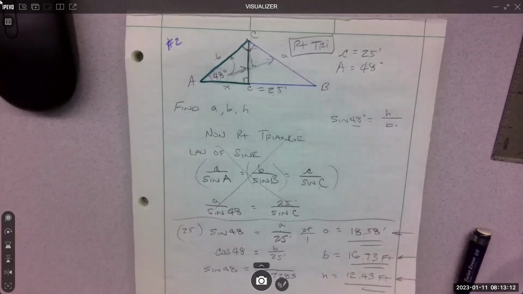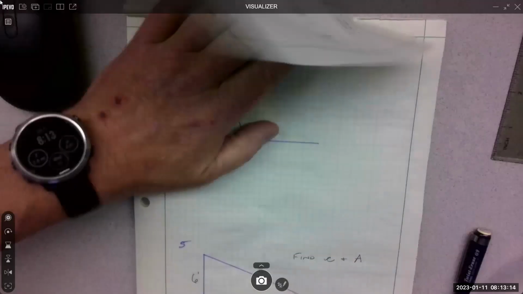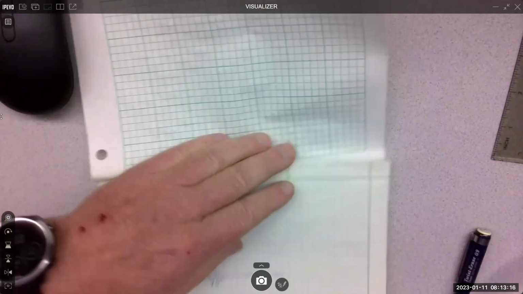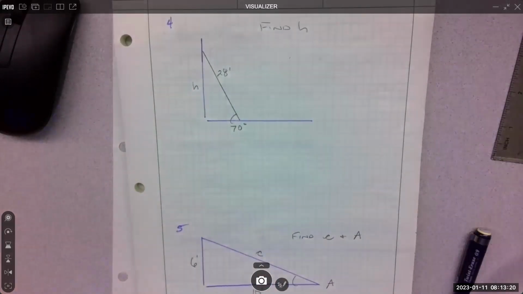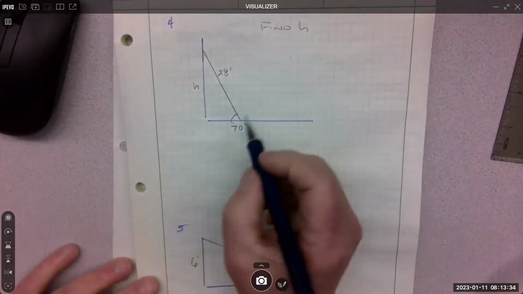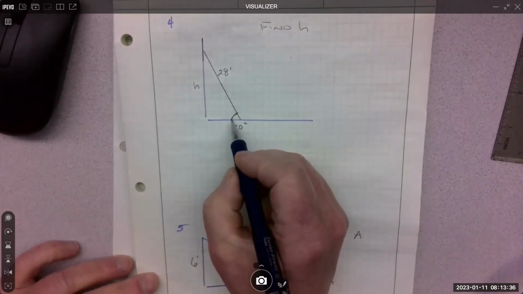All right, good with 2? 4. A 28-foot long ladder leaning against a wall makes an angle of 70 with the ground. Determine the vertical height. So a drawing is important every time. 70 degrees with the ground from the ladder, that's here.